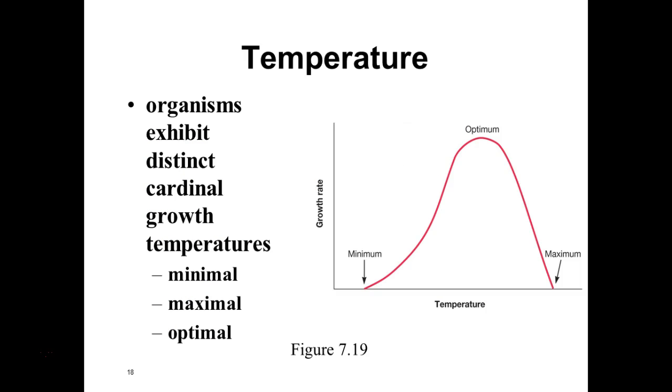So every organism has a cardinal growth curve where it has a minimum temperature in which it'll be able to grow. It has its optimum, its ultimate best temperature, and then it has its maximum. And as you can notice as it relates to growth, right, it really increases with increase in temperature. And that's because chemical reactions happen faster at warmer temperatures, period.